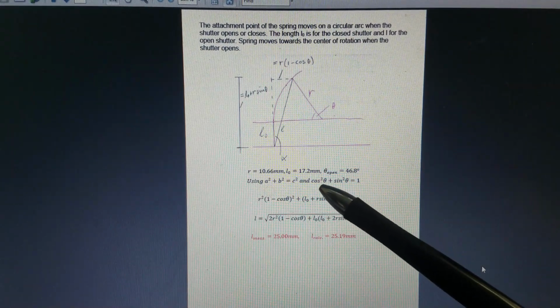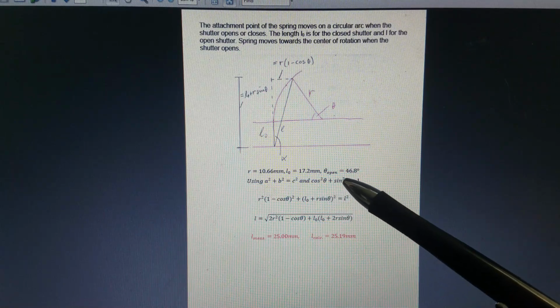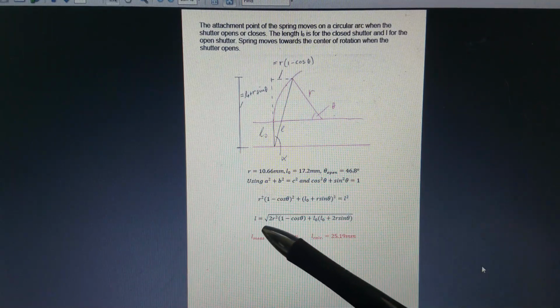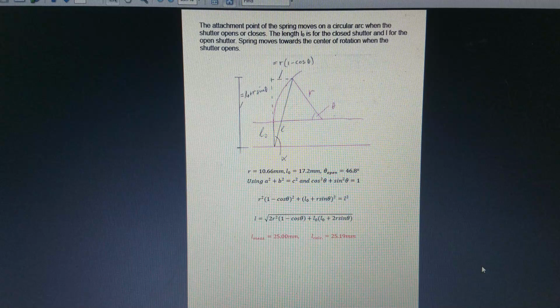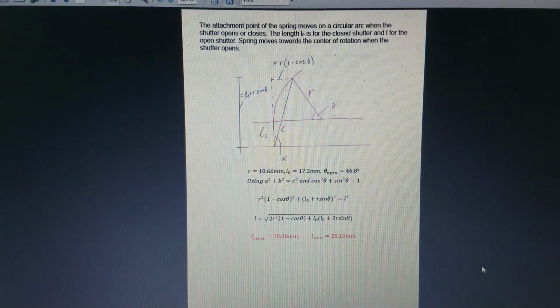If we then use the trig identity cosine squared plus sine squared equals 1, and after a bit of gymnastics this comes out. So the extended length is the square root of 2 times the radius times (1 minus cos theta) plus L0 times (L0 plus 2r sine theta). I have calculated and measured this, and I'm in good agreement.